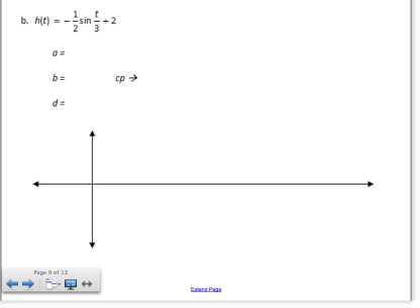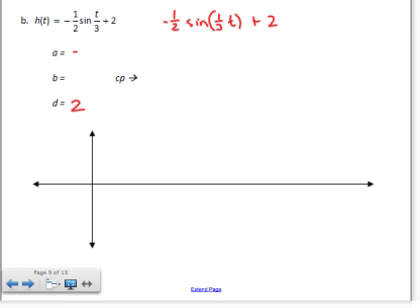All right, so let's look at what we have here. I'm going to rewrite this so that it's easier for me to find all of my values for A, B, and D. Okay, so this is -1/2 sine of 1/3 t plus 2. Now that plus 2 is not in the sine. If it was, there would be parentheses around it. So that means we're shifting up 2. Okay, so that's important. My axis is going to be shifted up 2.